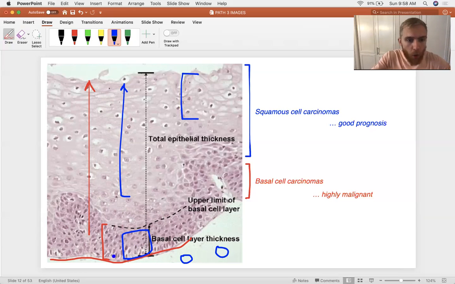And then you take one region of basal cell carcinoma and it extravasates down into the dermis, and then it has access to your blood supply, and that's how a metastasis can occur. So that's why basal cell carcinomas are worse than squamous cells, and that's where they come from.